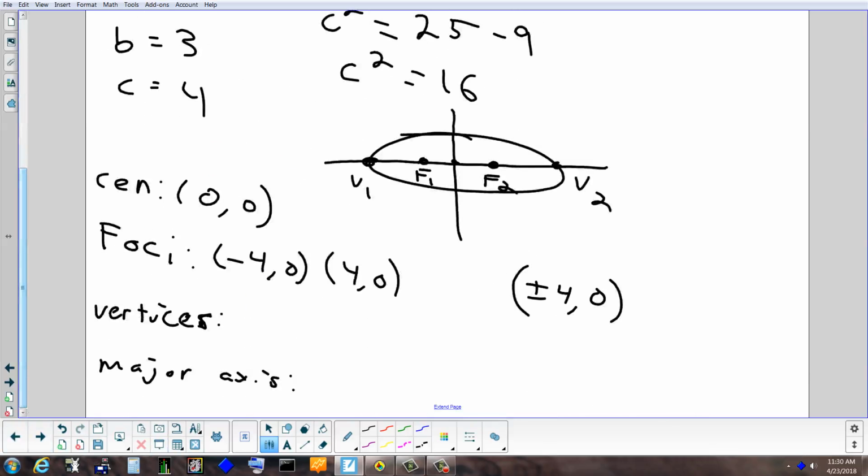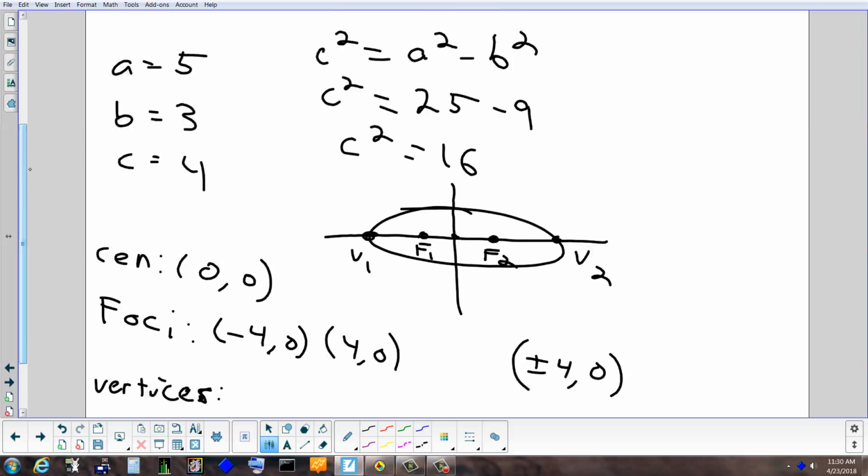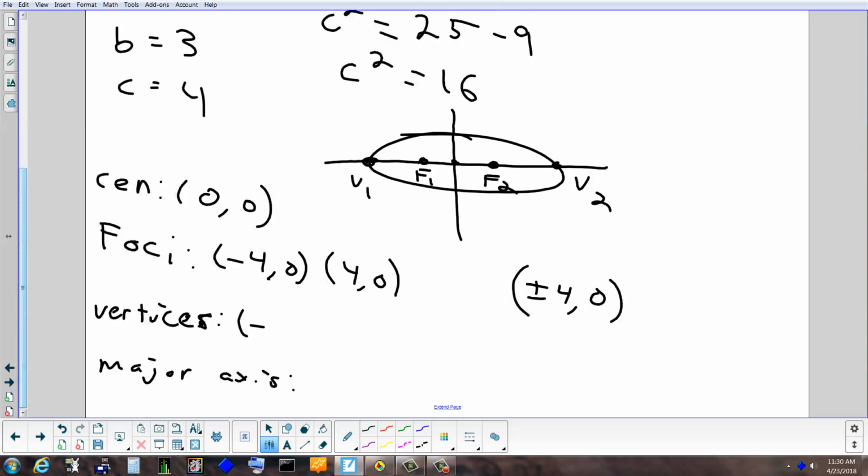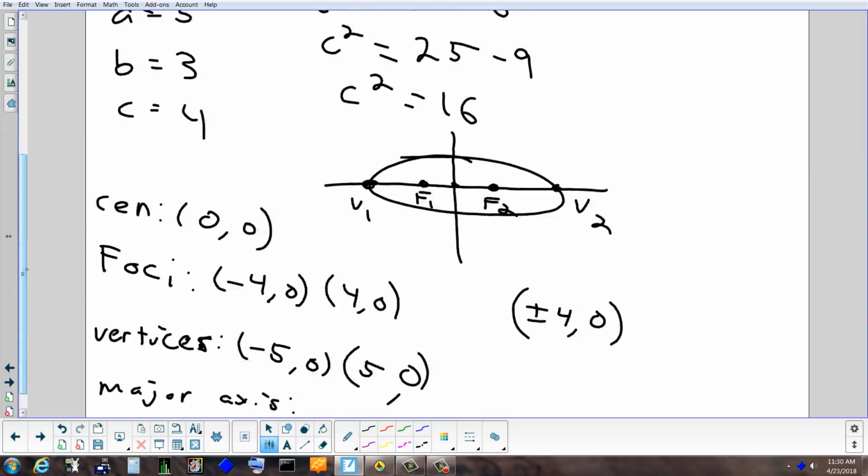Okay, vertices. How far away is the center from each vertex? 5 units. So we need 5 units left, 5 units right. What would be 5 units to the left? -5, 0. And to the right? 5, 0. Major axis, your 2 choices are horizontal or vertical. Which one is this? Horizontal.